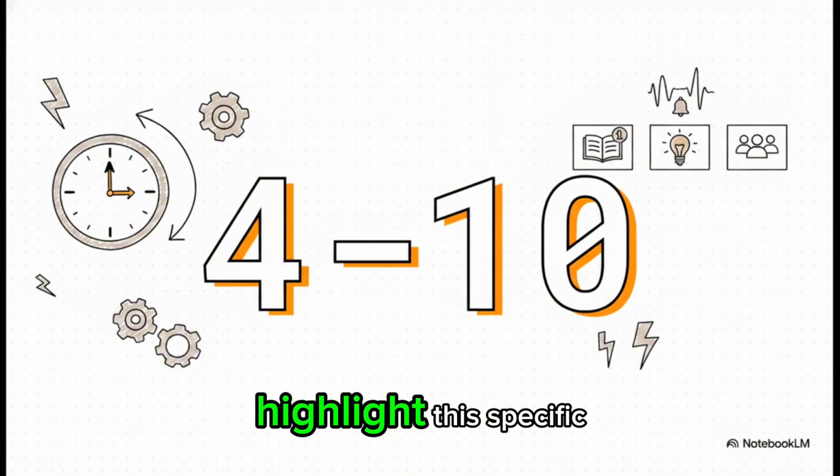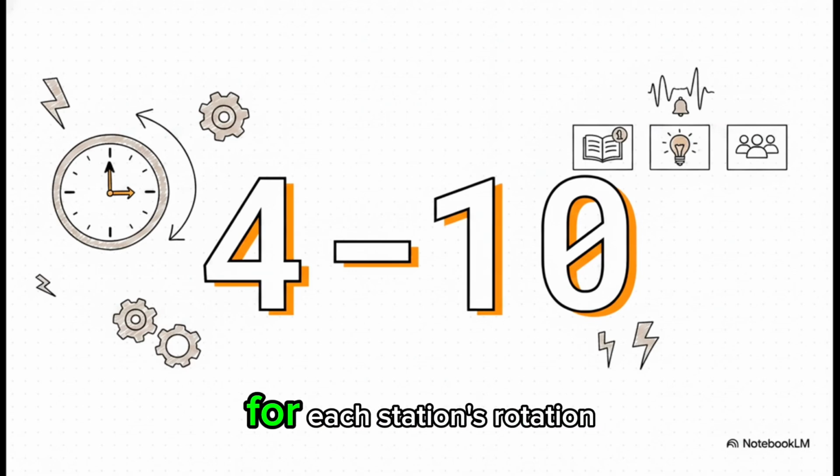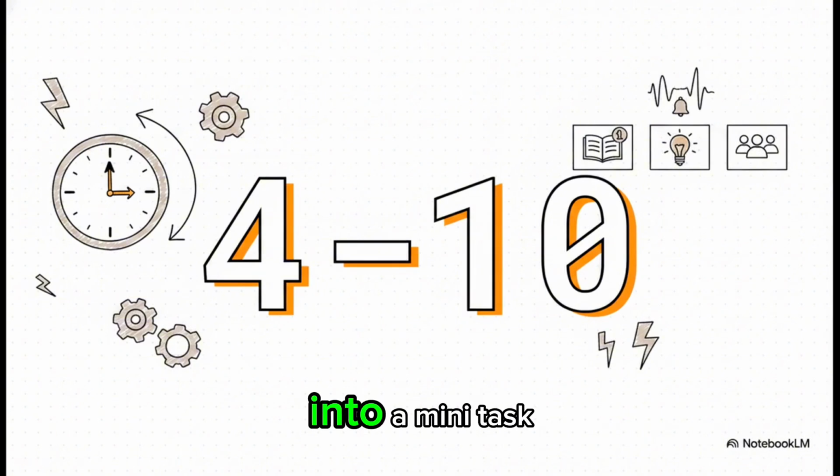Now, I really want to highlight this specific number, 4 to 10. According to the guide, 4 to 10 minutes is the absolute ideal time frame to set for each station's rotation. It's just long enough for students to dive into a mini-task, but short enough to keep their energy and focus extremely high before they hear that signal to pack up and move.